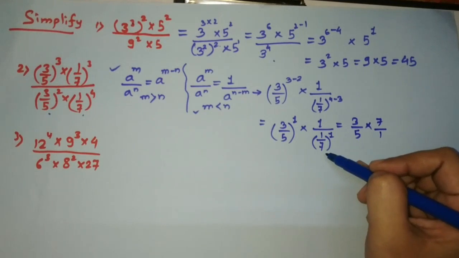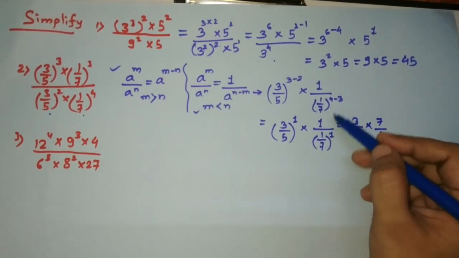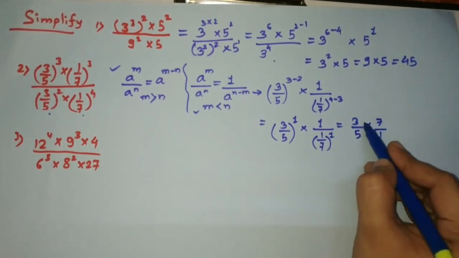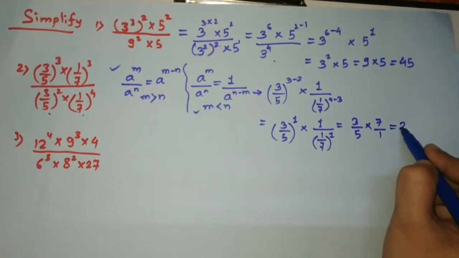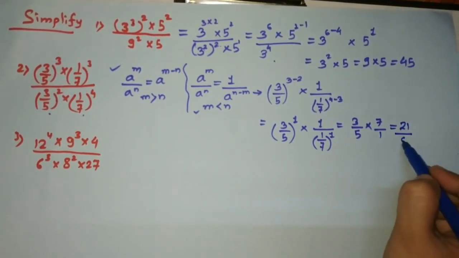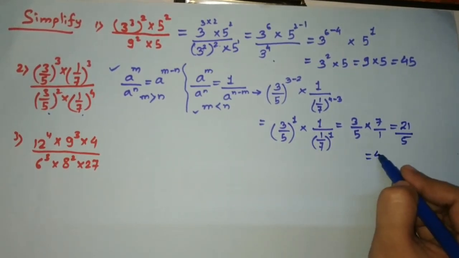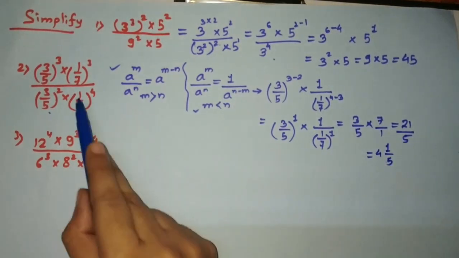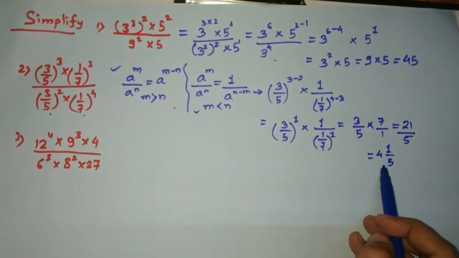This 1 by 7 will come here and it will become 7 by 1 because we are taking the reciprocal, because 1 divided by this is there. Now just multiply the numerators. You will get 3 sevens are 21 divided by 5 ones are 5. Again you can write in terms of mixed fraction, 5 fours are 20, 4 and 1 by 5. So this is the simplified form of this one, and we have used these two laws here at this moment.